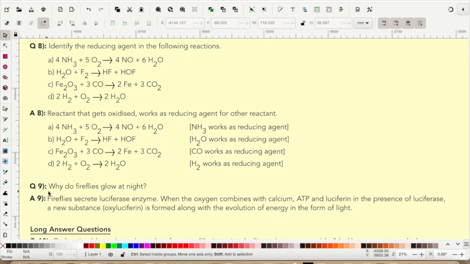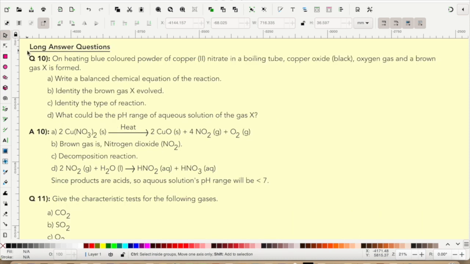Ninth question, why do fireflies glow at night? Answer is, fireflies secrete luciferase enzyme. When oxygen combines with calcium, ATP and luciferin in the presence of luciferase, a new substance named oxyluciferin is formed along with the evolution of energy in the form of light. Now let us see long answer questions.